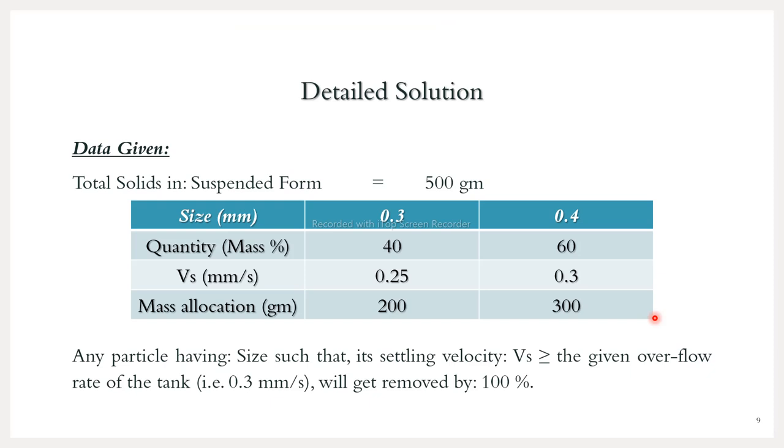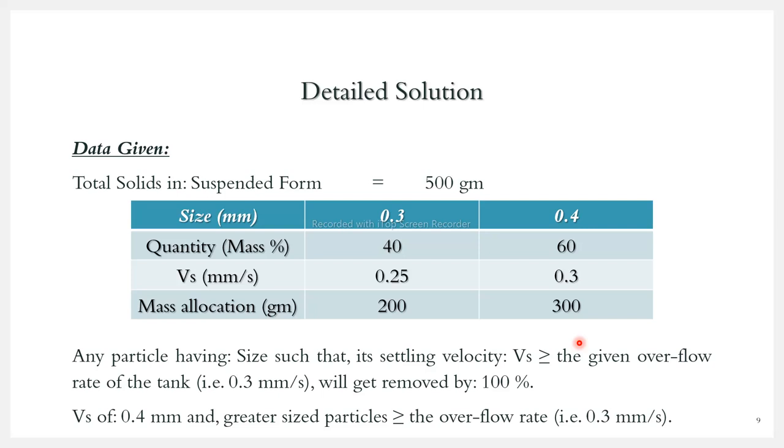Any particle having a size such that its settling velocity Vs is greater than or equal to the given overflow rate of the tank, which is given in the question as 0.3 millimeter per second, will get 100% removal. If Vs is less than 0.3, which in this case is 0.25, then it will be a ratio of 0.25 and 0.3, which we will see later. The Vs of the 0.4 millimeter and greater sized particles is greater than or equal to the overflow rate, that is 0.3 millimeter per second. Hope it is clear.